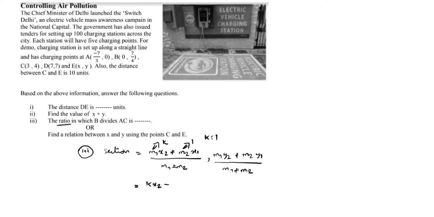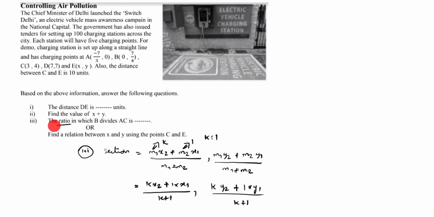The section formula is (m1 x2 plus m2 x1) divided by (m1 plus m2), comma, (m1 y2 plus m2 y1) divided by (m1 plus m2). I told you the ratio is k is to 1, right? So instead of m1 we will take k, and m2 we will take 1. So we write (k x2 plus 1 into x1) divided by (k plus 1), comma, (k y2 plus 1 into y1) divided by (k plus 1).